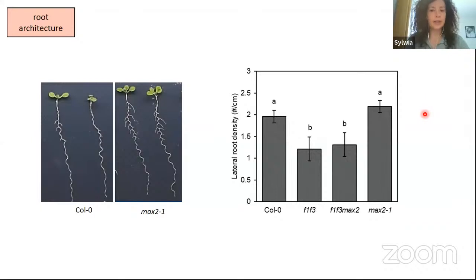But what's interesting, we observed that the F1, F3 double mutant had significantly lower lateral root density. And the same was the case for the triple mutant FYPP1, 3, MAX2. So we think that the FYPP phosphatase may be involved in the control of lateral root density, or lateral root development.